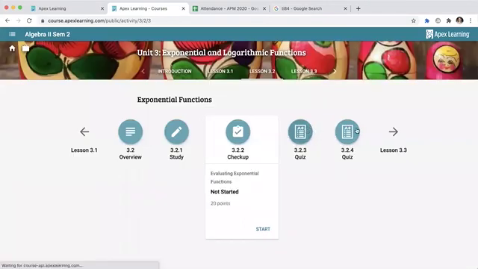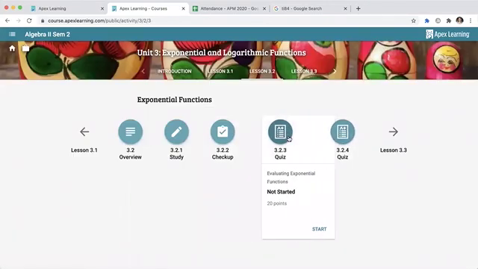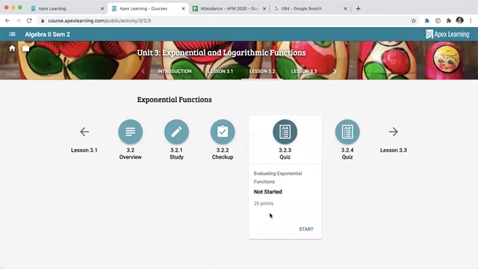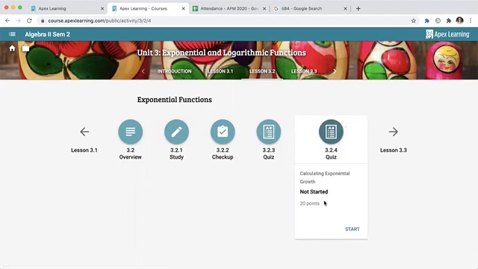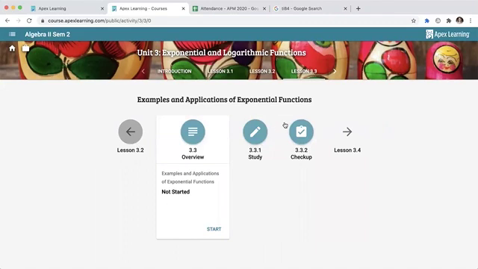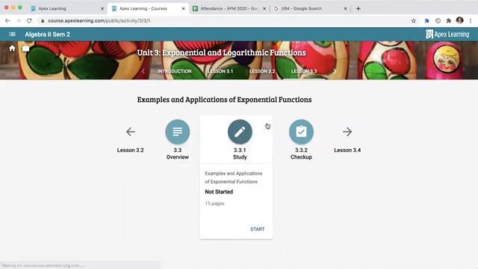And then you have 2 mandatory quizzes here. So evaluating exponential functions is the first part of this study, and then the second one here is calculating exponential growth. So you can probably assume it's going to be based on our interest functions, our continuous versus our interval interest. And finally here for unit 3.3, this is just examples and applications of these exponential functions.